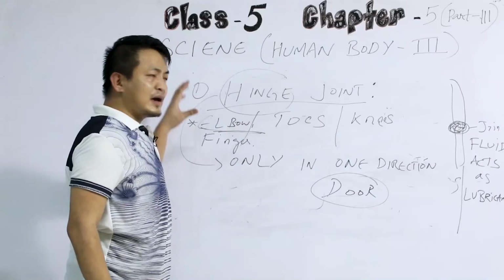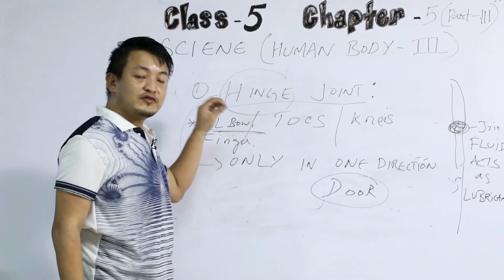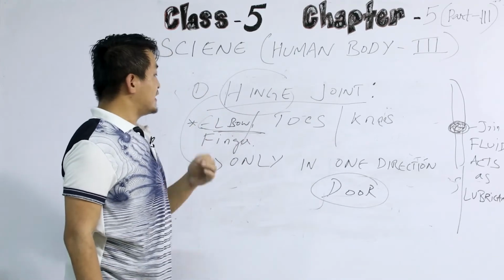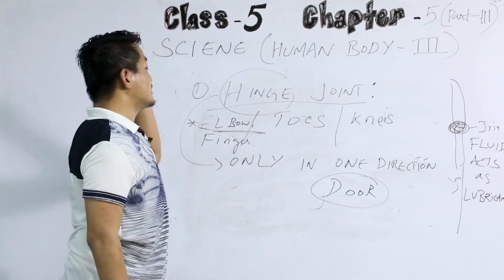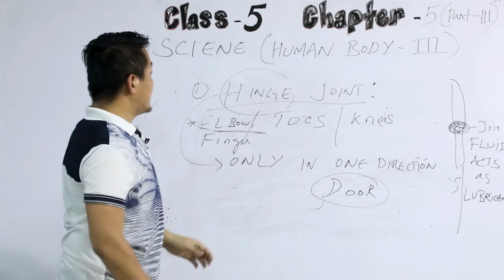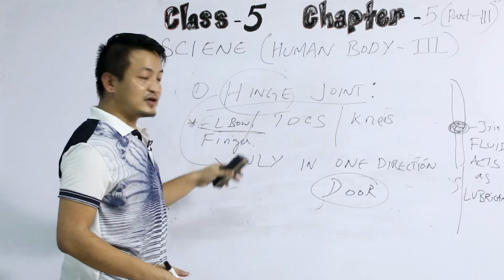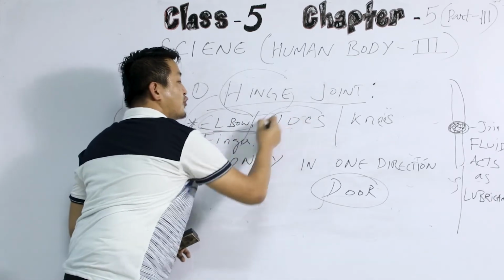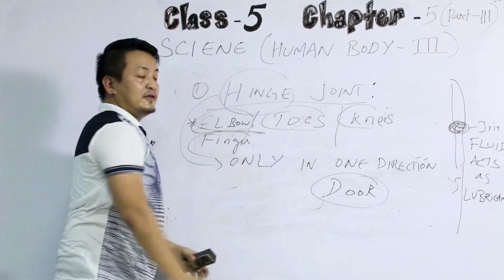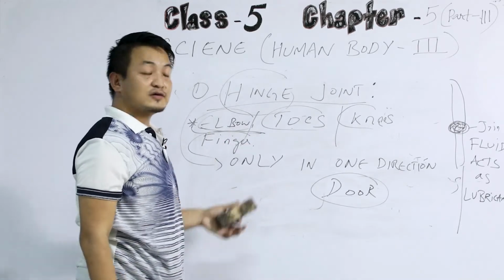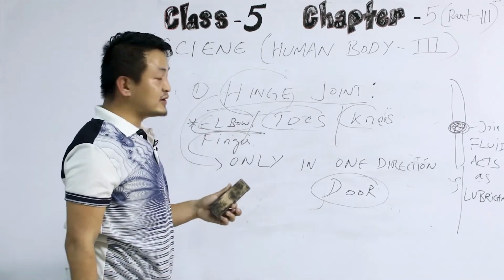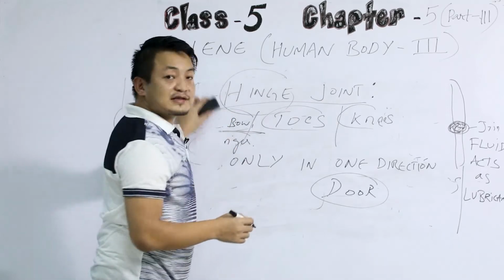So I'm sure you are clear with the first type of the movable joints. Here, again, I'm repeating, you have to know how many directions they can move, and also in which parts of our body we have this hinge joint. So you have to remember these four parts. Clear? Now we'll study about the second type of movable joint, that is the ball and socket joint.